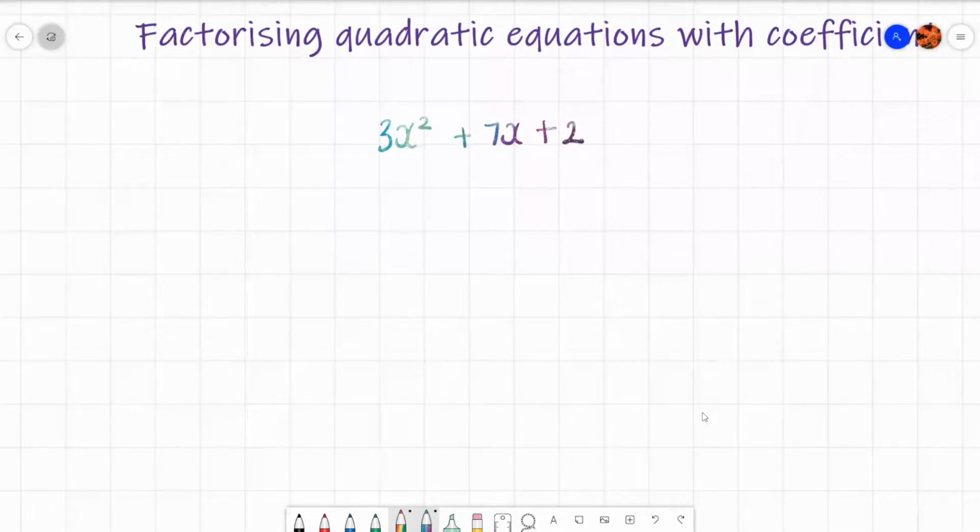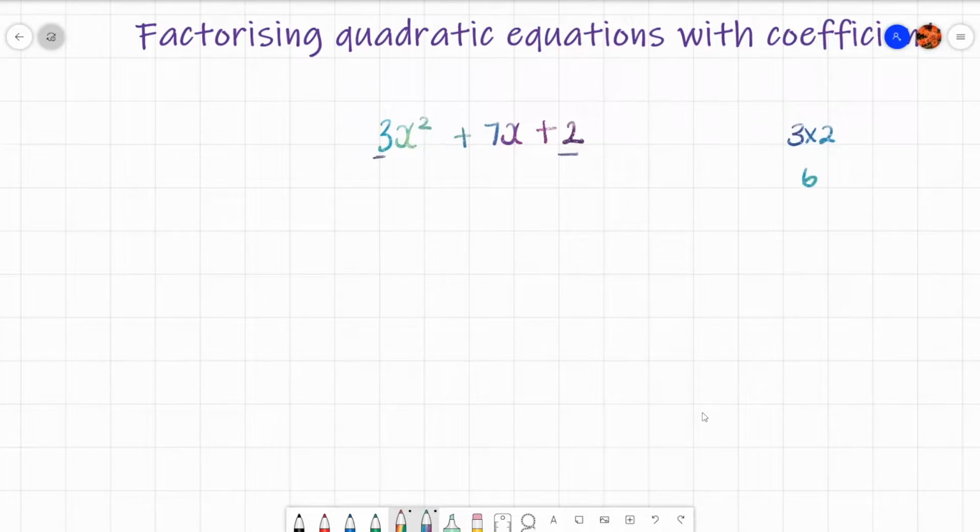Now, a coefficient is when you have a number in front of the x squared, which we do in this situation. We have the number 3. So this is what you have to do. You have to get the first number, your coefficient, and multiply it with your constant at the end, which is my number 2. So we have to do 3 times 2, which is 6.